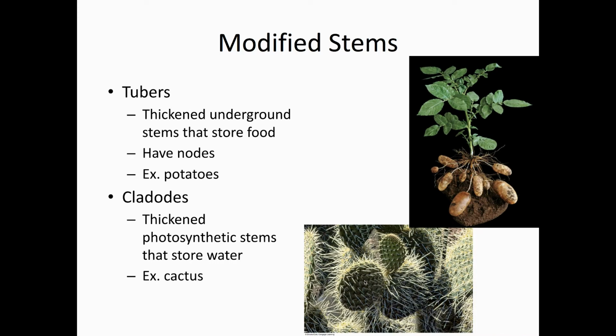Good times. All right, tubers are thickened underground stems that store food. They have nodes, and an example of a tuber is a potato. So on the potato, each one of these eyes is a node. So if you let your potatoes go too long, the eyes will sprout. And if you want to plant more potatoes, you can actually cut a potato up, and so long as the piece has an eye on it, it will sprout and you'll get a new potato.